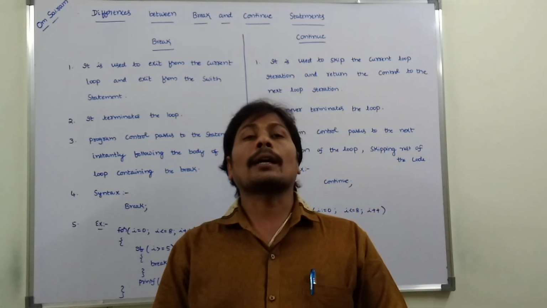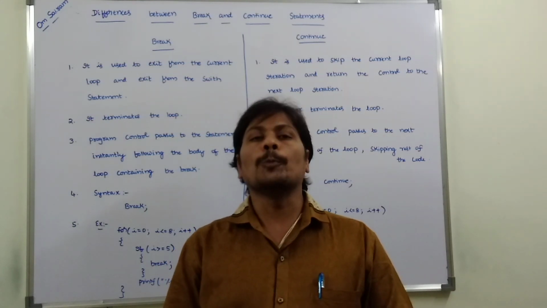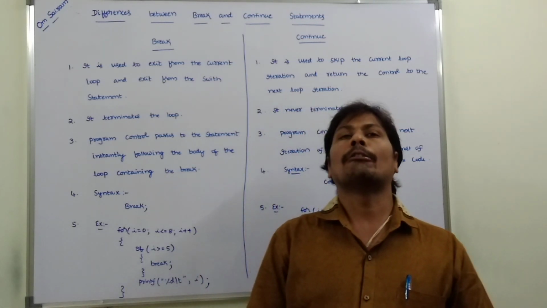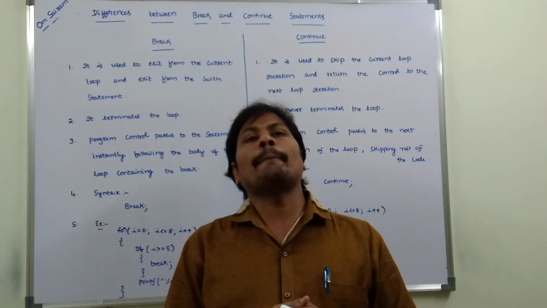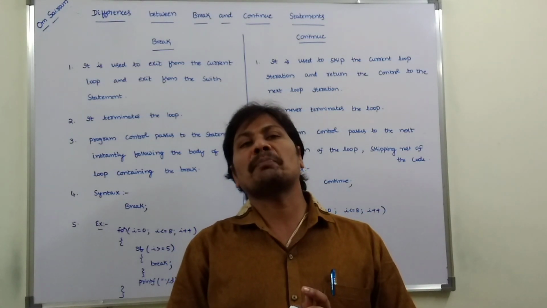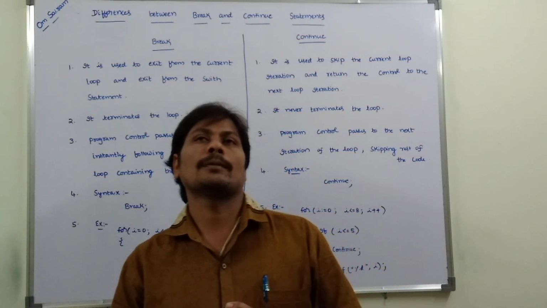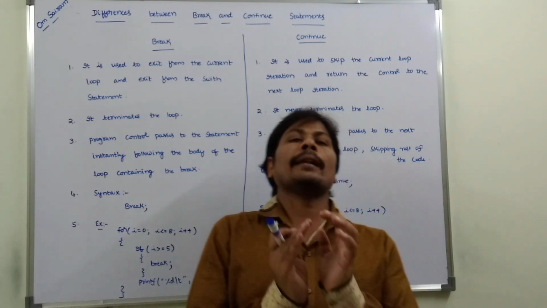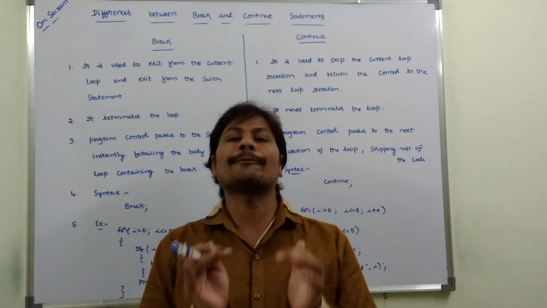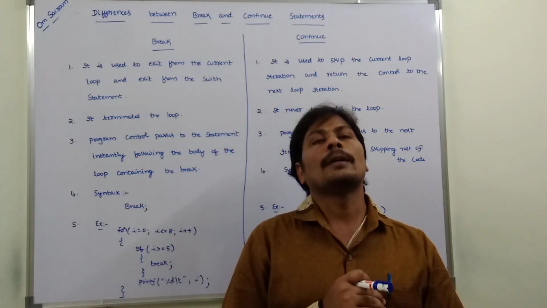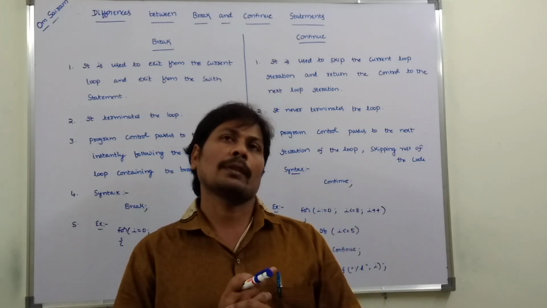Break and continue statements are mainly used in loops such as for loop, while loop, do while loop. Considering the break statement, it is used to exit from the current loop. Suppose we are in a loop and we want to exit from the current loop. For that purpose, we use the break statement.